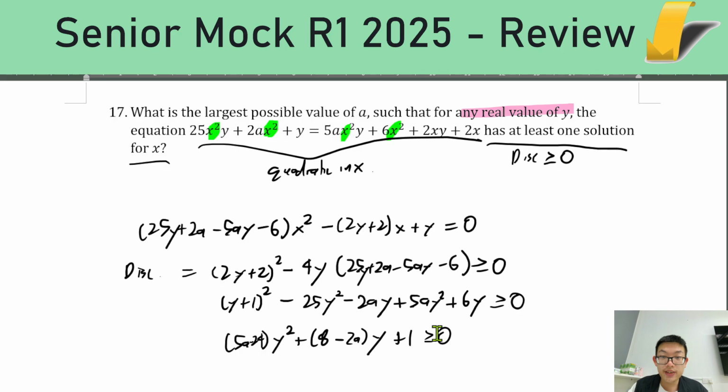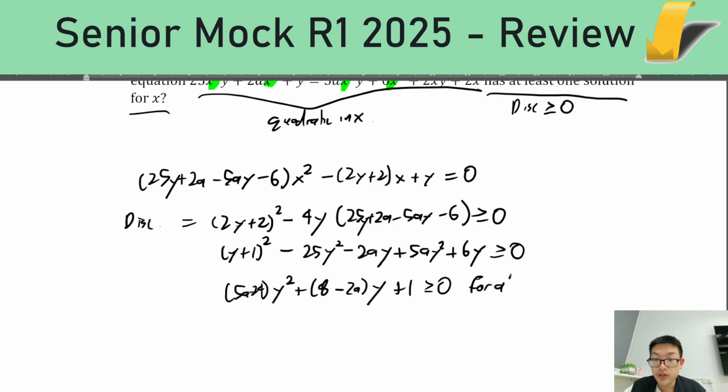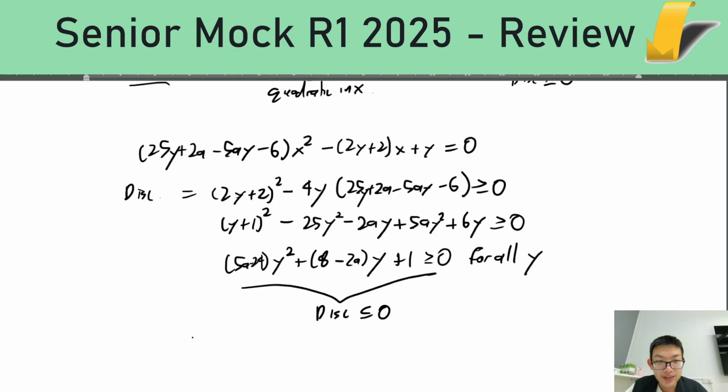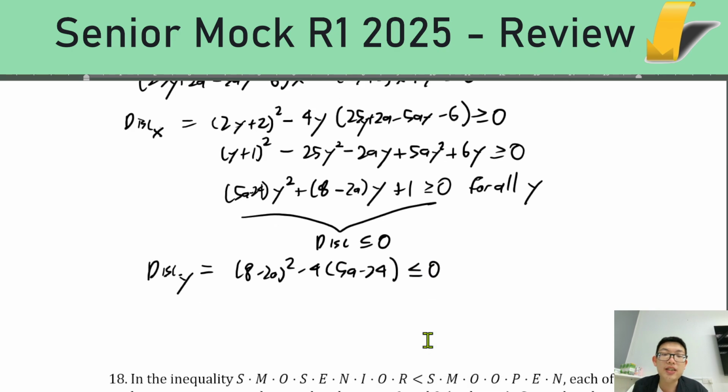Phew, okay. Now, for any real value of y, this is greater than or equal to 0, which means that you can do a second discriminant, and that means that for this one, the discriminant is less than or equal to 0 from the perspective of y. So this is the discriminant when viewed from x, and now this is the discriminant when it's a quadratic in y. I go again. This squared minus 4 times this is less than or equal to 0, and then you go again.